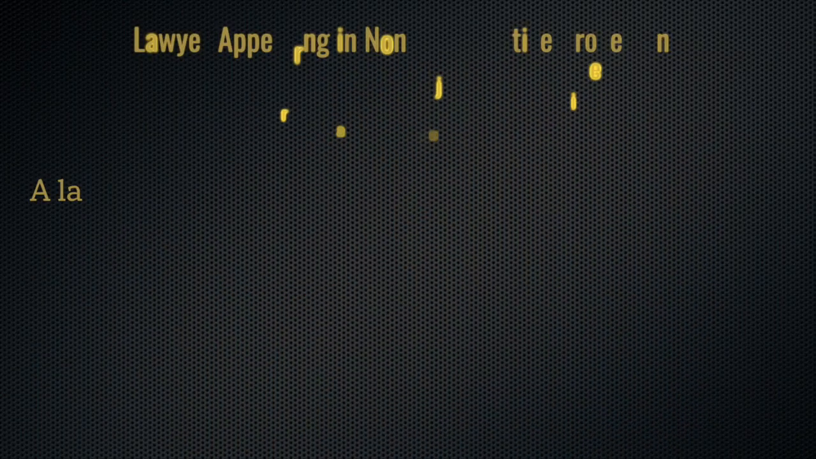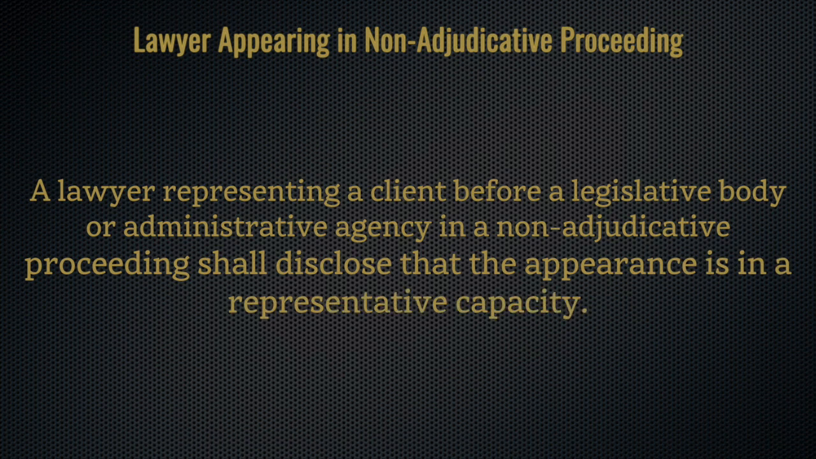The next rule that I would like to discuss is a lawyer appearing in a non-adjudicative proceeding. So here the rule says, a lawyer representing a client before a legislative body or administrative agency in a non-adjudicative proceeding shall disclose that their appearance is in a representative capacity.